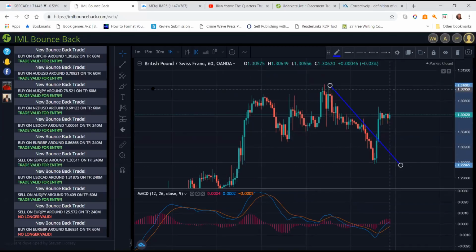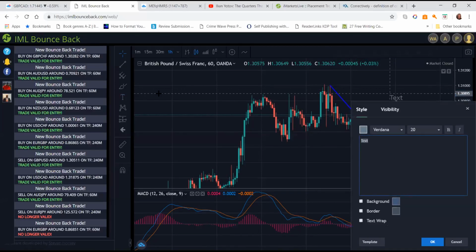So the 3 rules for bounce back are lower time frame, draw trend line, and MACD. I call it the Mac Daddy because I love it. Here you're gonna get a trend line. So I don't like that color. Let's get something we can see. That looks better.